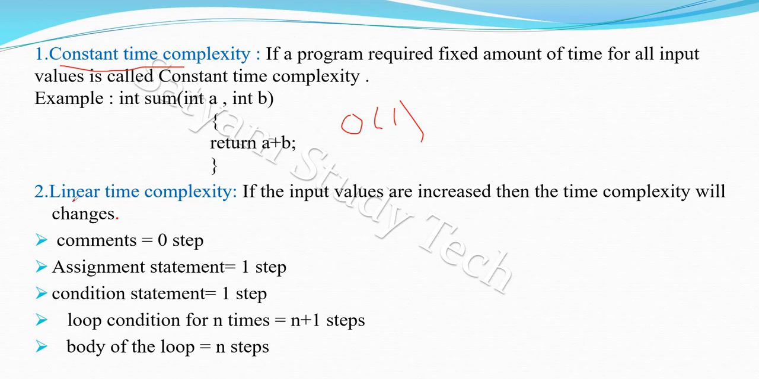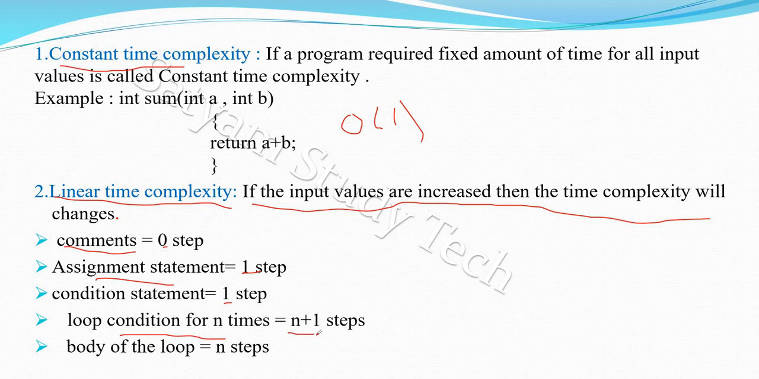Next one is linear time complexity. If the input values are increased, then the time complexity will change. Now the comments: if any algorithm contains comments, they take 0 time. Here the assignment statement is 1 unit of time. The conditional statement takes 1 unit of time, and for looping conditions for n times, that is n plus 1 steps. The body of the loop takes n time.